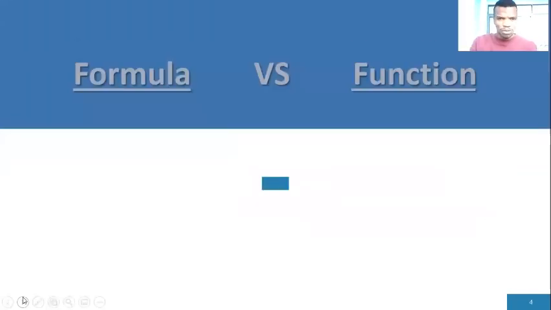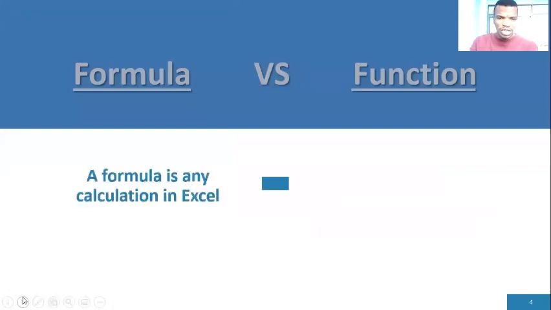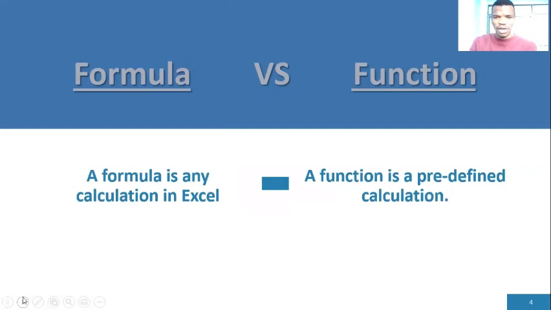Formula versus function. What is a formula and what is a function? A formula is any calculation in Excel. So if you want to do a calculation in Excel, then you are going to use a formula. Any calculation. But a function is a predefined calculation or a predefined formula. So for a function, a formula needs to have something that will define the type of calculation. For example, if you want to calculate a sum of anything, then you will define that function with sum. You will say equal sign, then sum, before you put in whatever you want to put in there.